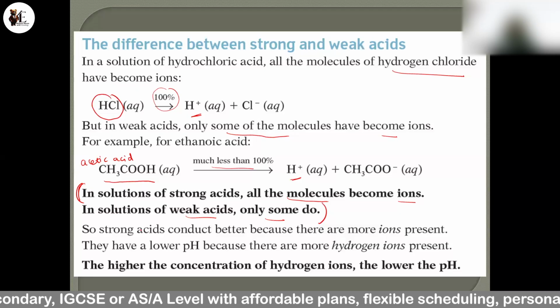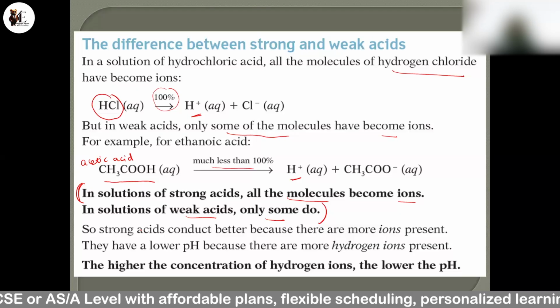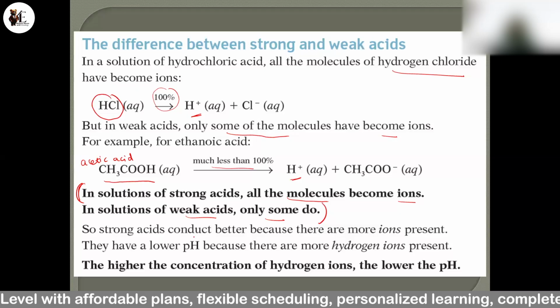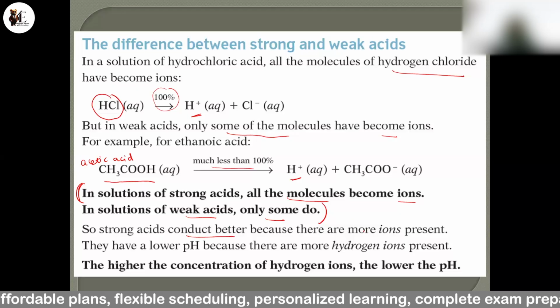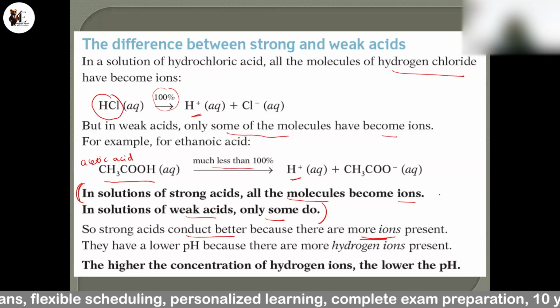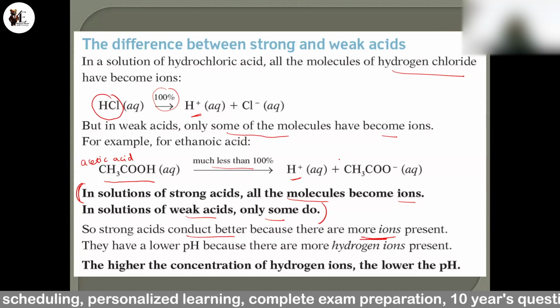So, which conducts electricity better, weak acids or strong acids? Of course, strong acids conduct better. Why? Because there are more ions present, and ions are responsible for the conduction of electricity.